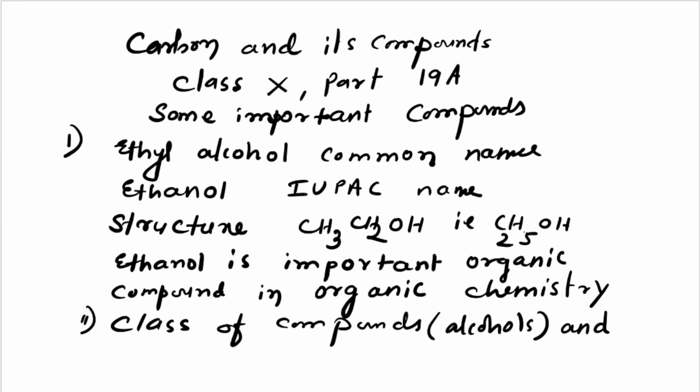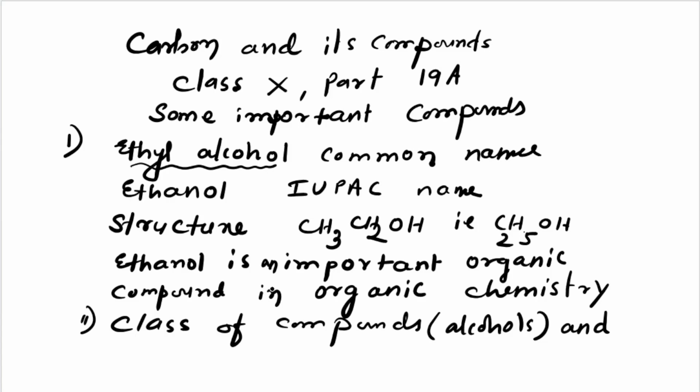What is ethyl alcohol? The formula is C2H5OH, or in expanded way CH3CH2OH. So ethyl alcohol is the common name, and what is the IUPAC name? Ethanol. Ethanol is an important compound.